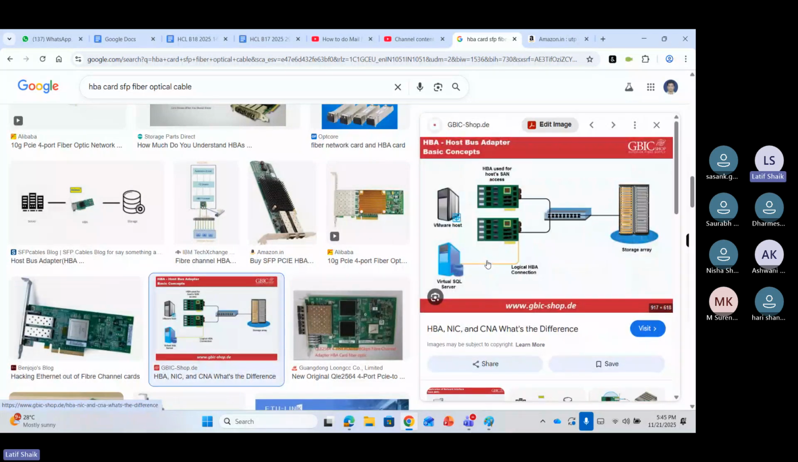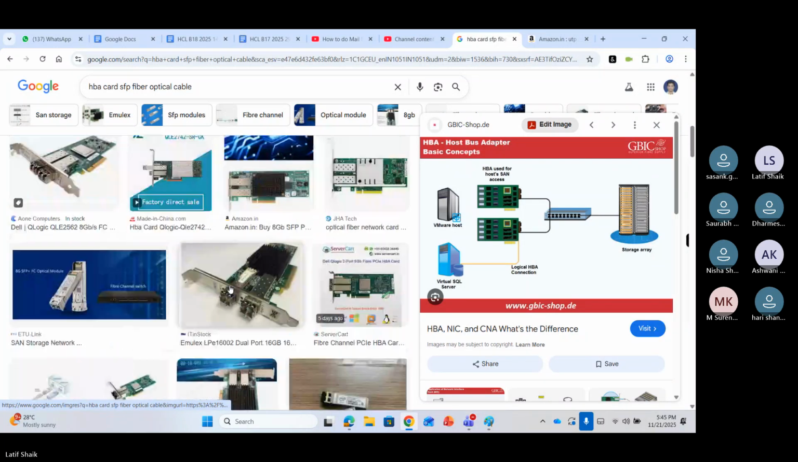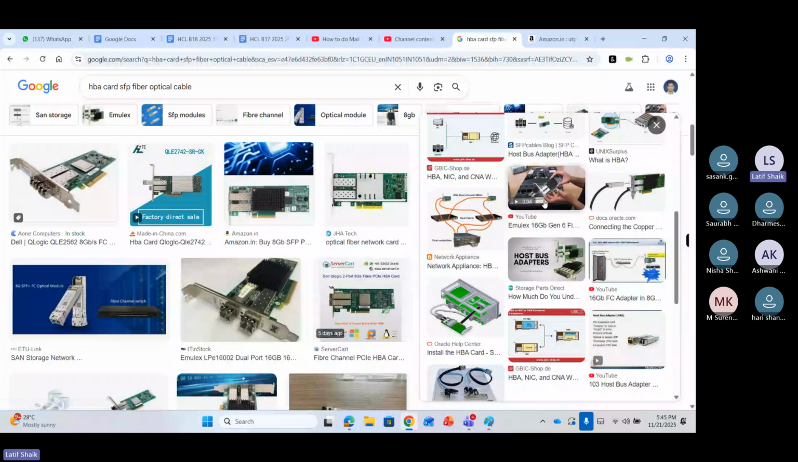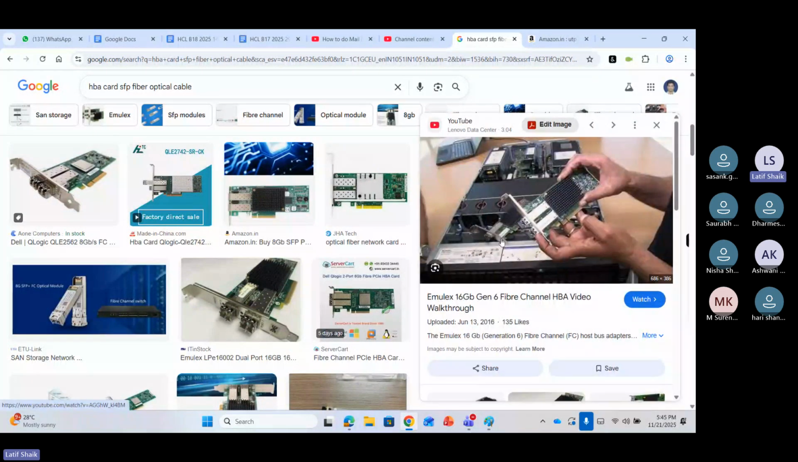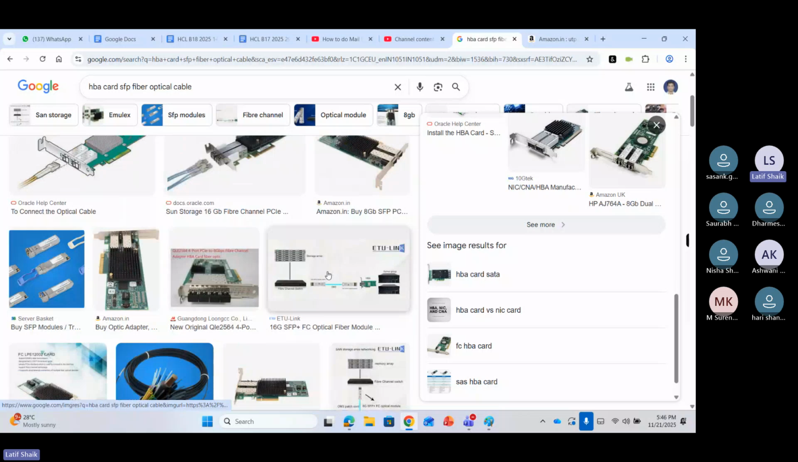So these are diagrams. These are all diagrams. So this is the HBA adapter inserted on the server. Sometimes it is built into the server. Sometimes you need to insert it. Then we use the fiber optic cable to connect.